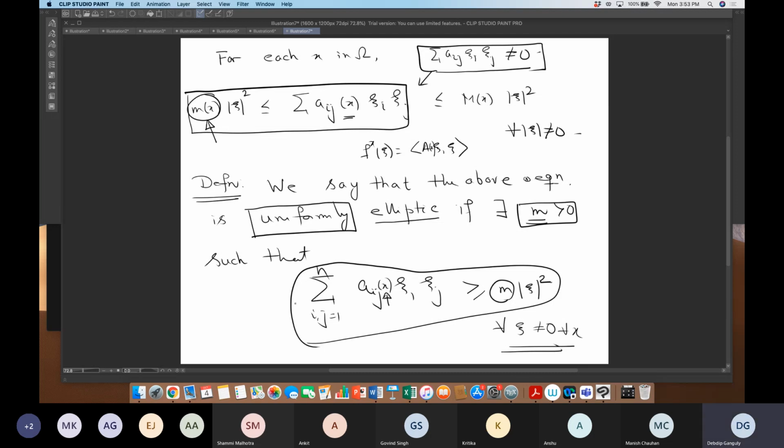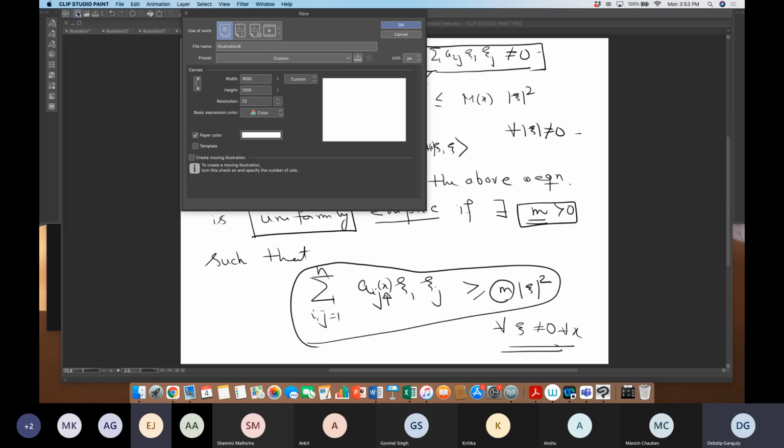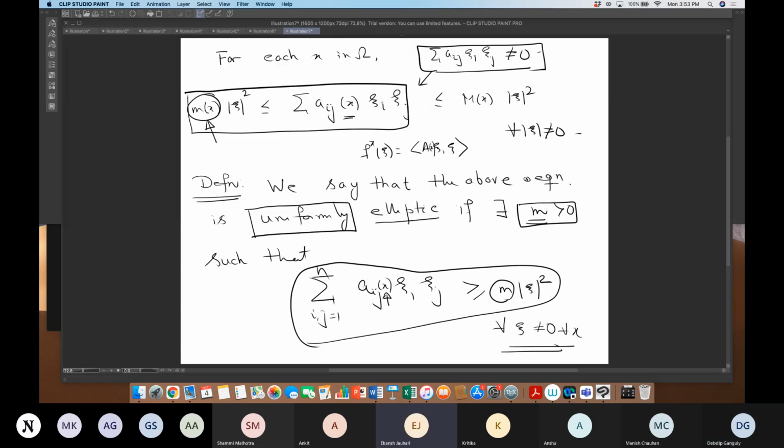What is the difference between the uniform elliptic condition and only elliptic? Only elliptic means the quadratic form is nonzero for xi not equal to 0. But uniformly elliptic means it is bounded away from 0 by m times |xi|^2. Is that clear to all of you? Yes. Okay. Good. Sir, we don't have an upper bound here, capital M? We are not bothered about that. This comes free from ellipticity. Uniform ellipticity only gives you the lower bound. Clear? Yes, sir.